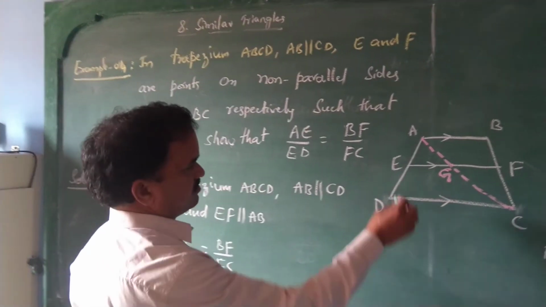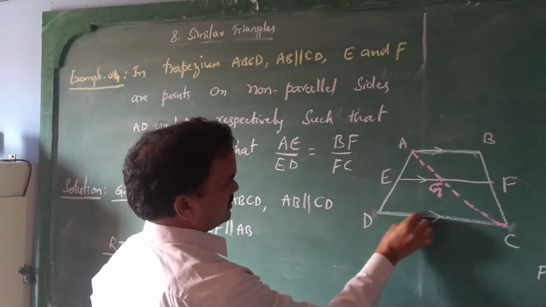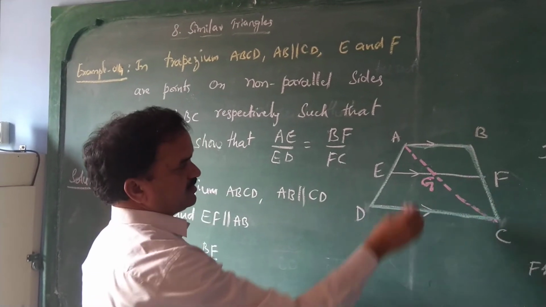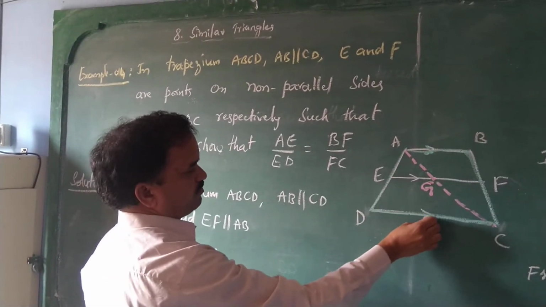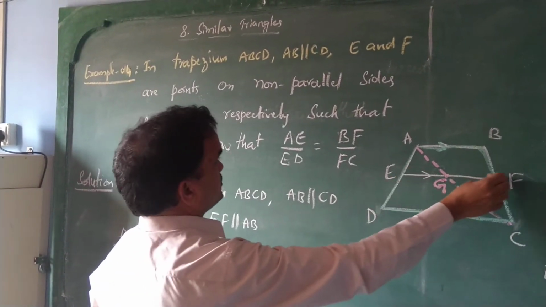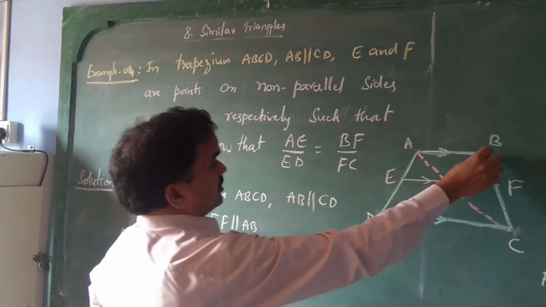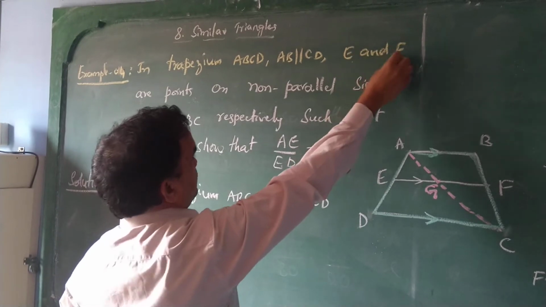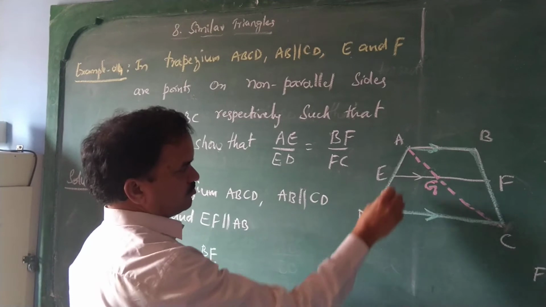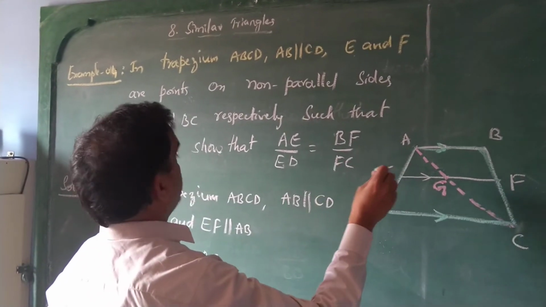Looking at the diagram, you have to draw the whole diagram. ABCD is a trapezium. In a trapezium, you already know one pair of sides is parallel. E and F are two points on the non-parallel sides. You join the line EF. It is parallel.